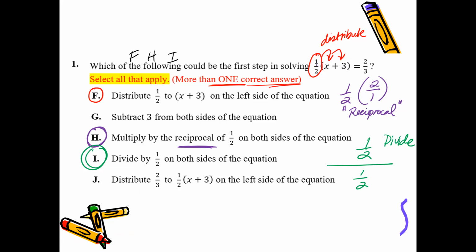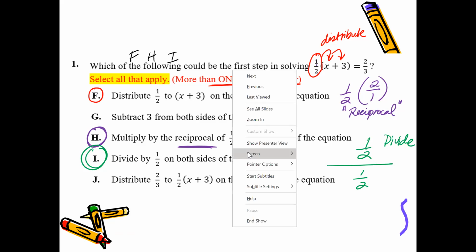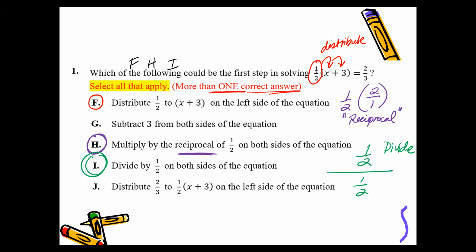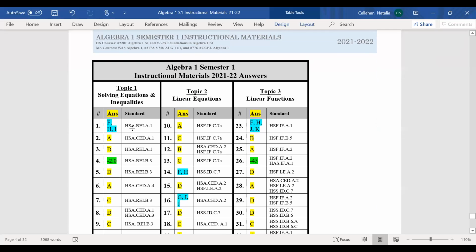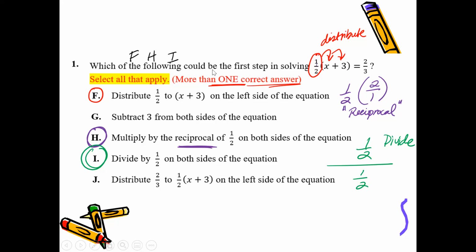And if you're not sure if your answer is correct, because sometimes you just don't know, what you can do is go to the back of your packet. If you go to your packet and scroll down to the very end, do you see how for number 1, the answer is F, H, I? So that's how you can check to see if your answer is correct. In this situation, my answer is FHI, so I know that my answer is indeed correct. I'm just going to give you a second to copy that part down.